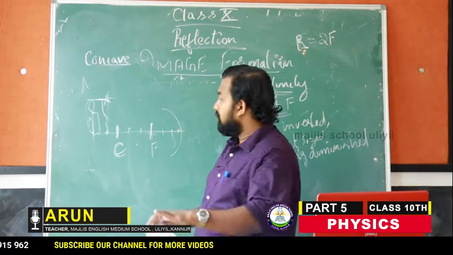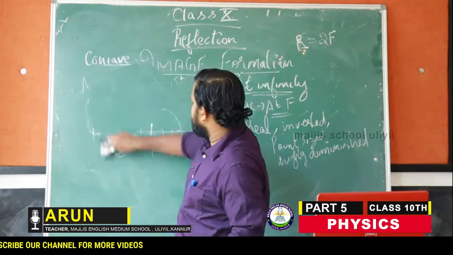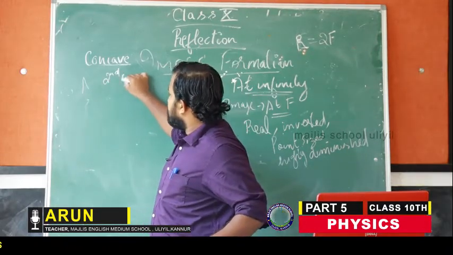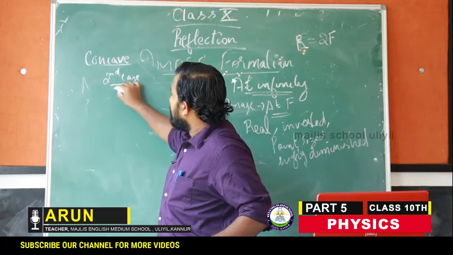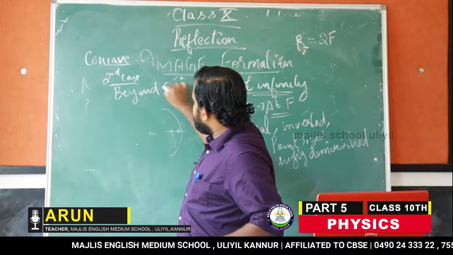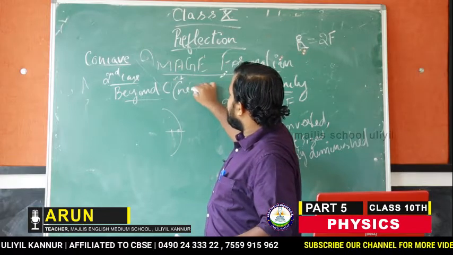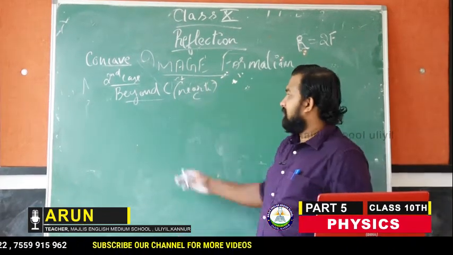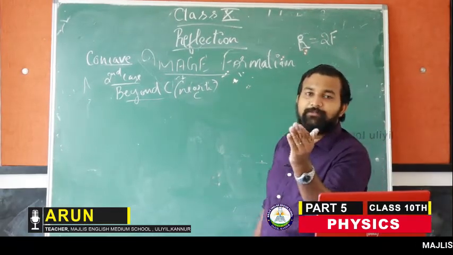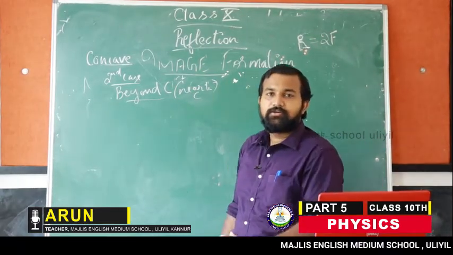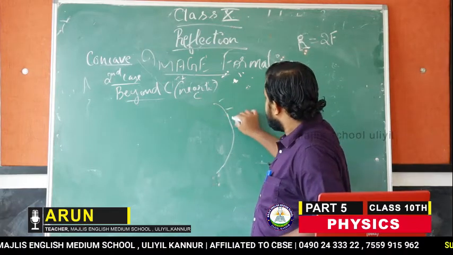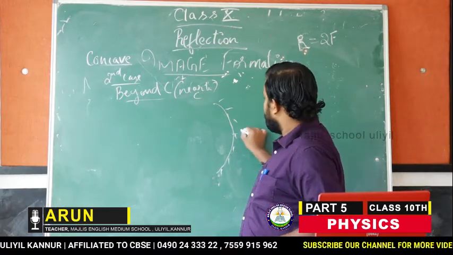Okay, now I will keep it near the mirror. Second case: beyond C, beyond the center of curvature, or near the center of curvature. We will keep the object near the center of curvature. So we have the concave mirror, and the pole is over here.